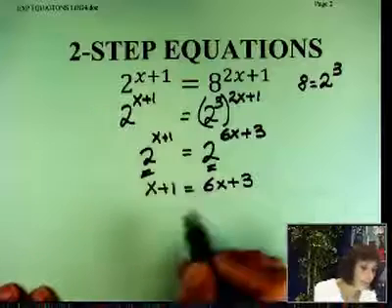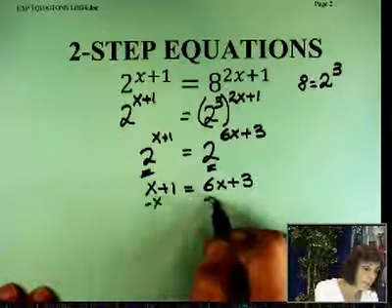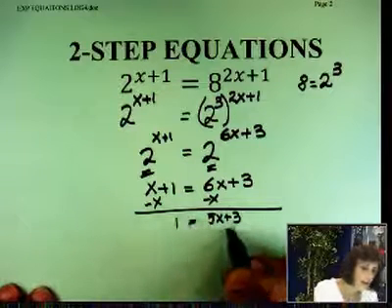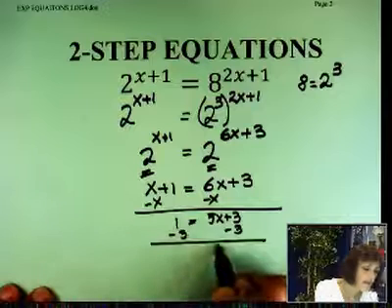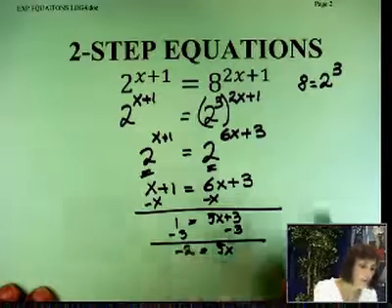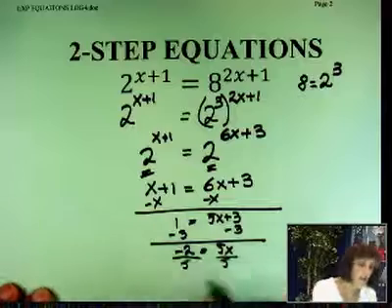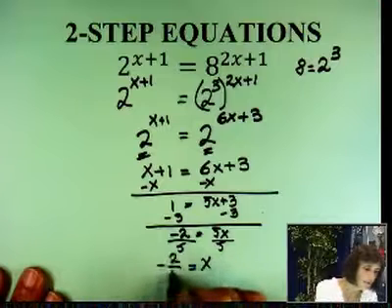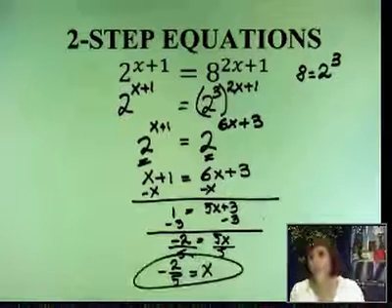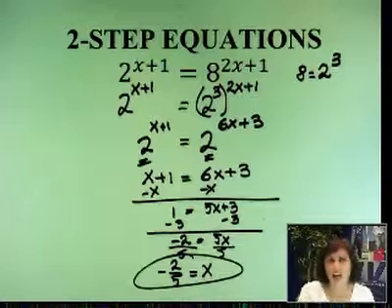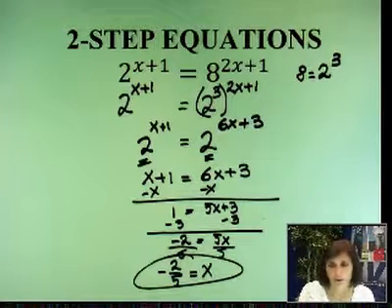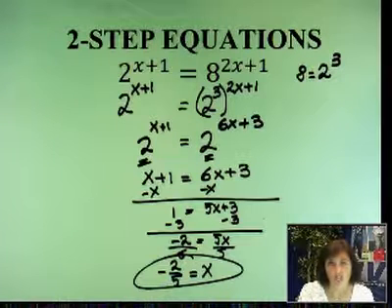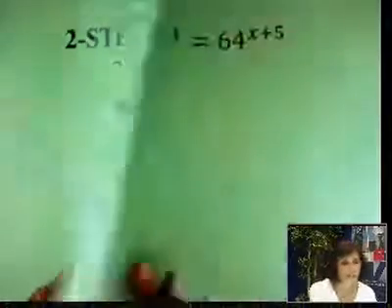Let's do our thing. So let's subtract x. You have 5x plus 3 equals 1. And subtract 3. 5x equals negative 2. Divide both sides by 5. You end up with x equals negative 2/5. When you do exponential equations, it's not all that important to check, but when you do logarithmic equations, you have to check because there are some extraneous solutions.